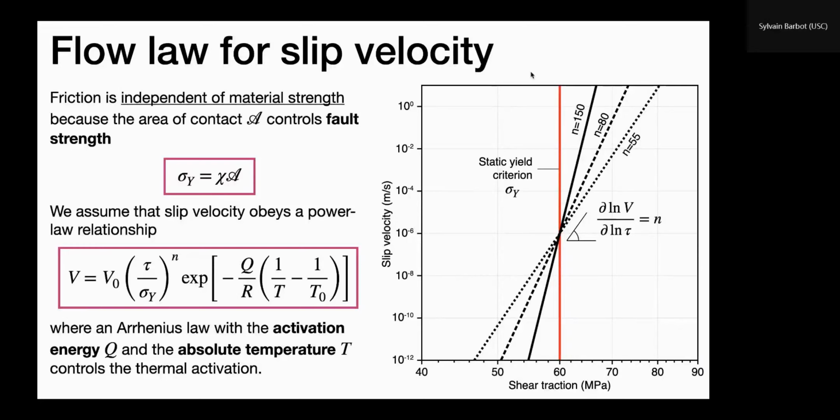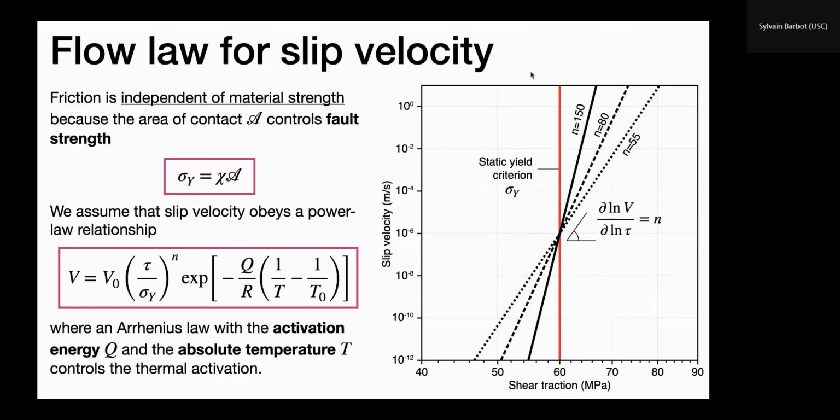And so I show here different slopes for different power exponent n, from n equals 55 to n equals 150. That happens to be the numbers that actually fit the data that I will present later. So these are actually real numbers. And so basically, the higher the power exponent, the more you approach the static yield criterion. But in reality, to describe the velocity of sliding, these numbers have to be finite. So we have a very, very simple way to predict velocity based on stress and temperature.